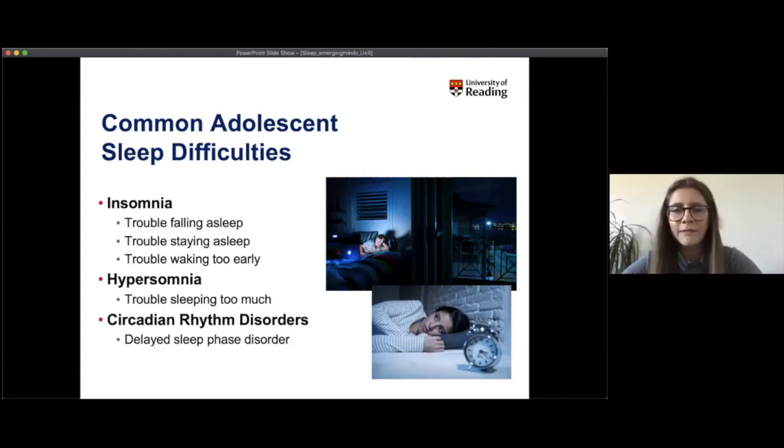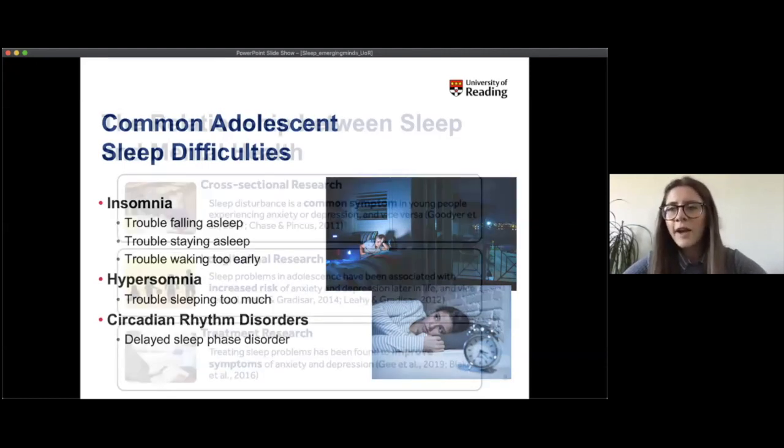The final area again links back to the circadian clock, and these are called the circadian rhythm disorders. I've already mentioned that most teenagers find it hard to get to sleep until later. But another common problem that we see in teenagers is what's called delayed sleep phase disorder. This is when that circadian rhythm is pushed even further back. So not the same standard, slightly later bedtimes that most experience, but actually significantly later. And again, this might be something that people are experiencing at the moment.